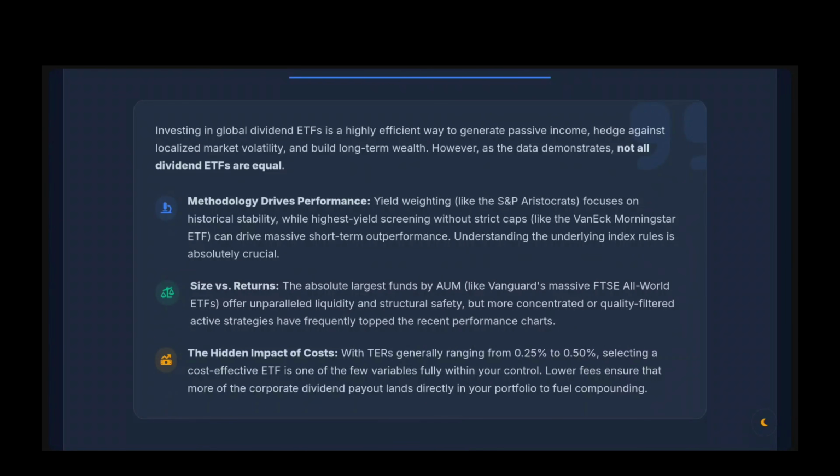Size versus returns. The absolute largest funds by AUM, like Vanguard's massive FTSE All-World ETFs, offer unparalleled liquidity and structural safety. But more concentrated quality filter and active strategies have frequently topped the recent performance charts. And then finally, the hidden impact of costs. With the total expense ratio generally ranging from 0.25% to 0.05%, selecting a cost-effective ETF is one of the few variables fully within your control. Lower fees ensure that more of the corporate dividend payout lands directly in your portfolio to fuel that compounding engine.